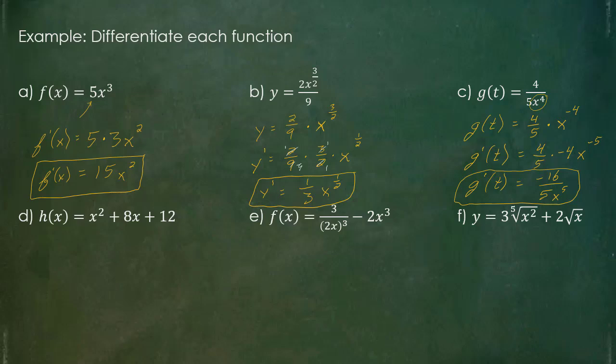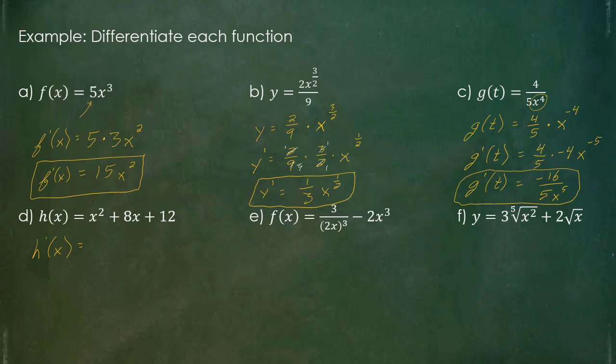So now let's go ahead and practice a few of these sum and difference ones that maybe combine a little bit of the constant multiple at the same time. So notice this letter D example, or h of x equaling x squared plus 8x plus 12, that quadratic. To find the slope equation for that, or the derivative, I'll essentially just take each individual derivative and then just add or subtract them together. In this case, they're all going to be addition.